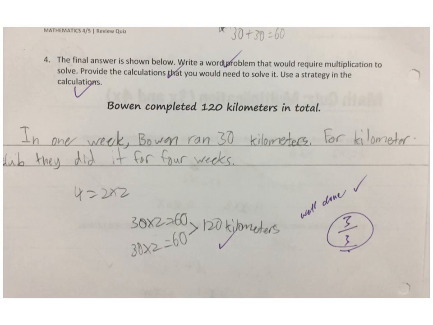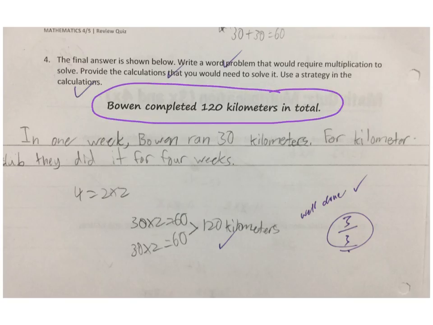Now, if we go over to the word problem, this was kind of interesting because you were given the answer, and the answer was stated as a sentence. Really well done for the student who gave this answer. Bowen completed 120 kilometers in total. That's really clear. But now you had to not only write a word problem for it that would require multiplication, you had to provide the calculations that you need to solve it, and you needed to use a strategy. So there's 3 things that you're trying to do here.